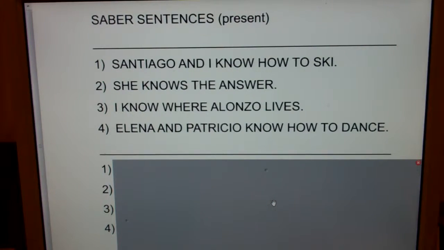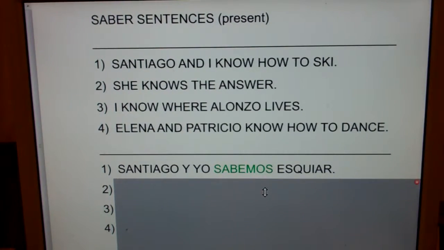SABER sentences in the present tense. SABER means to know for a fact or to know how to. Number one, Santiago and I know how to ski. Santiago y yo sabemos esquiar.